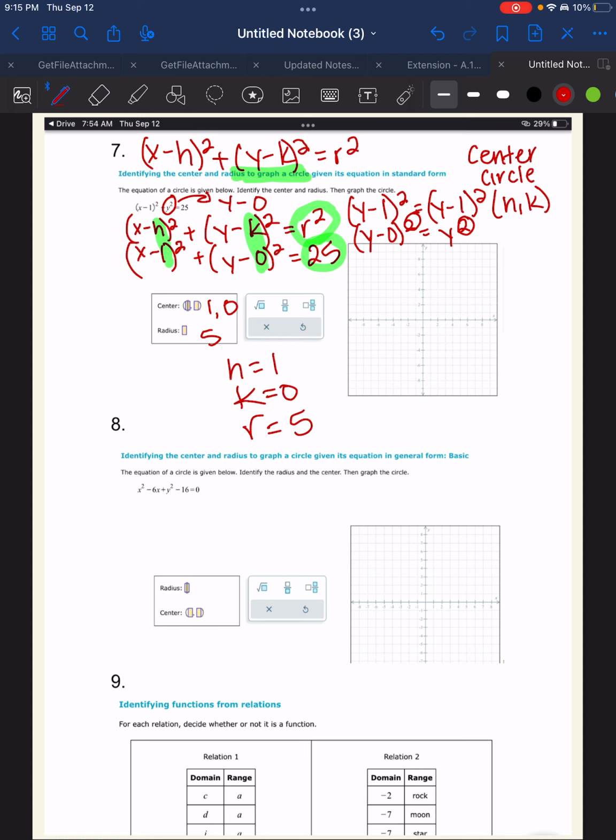Then you would just graph it from there. Moving on to number 8. We're going to use our circle formula again.